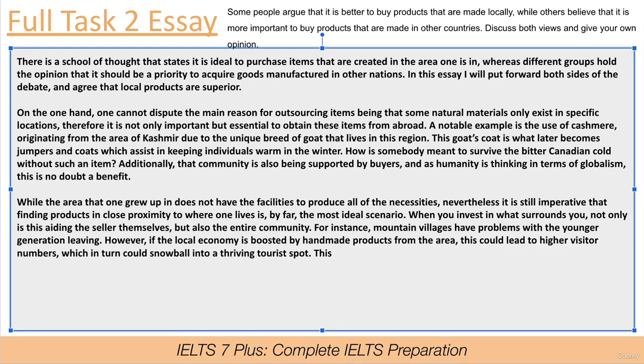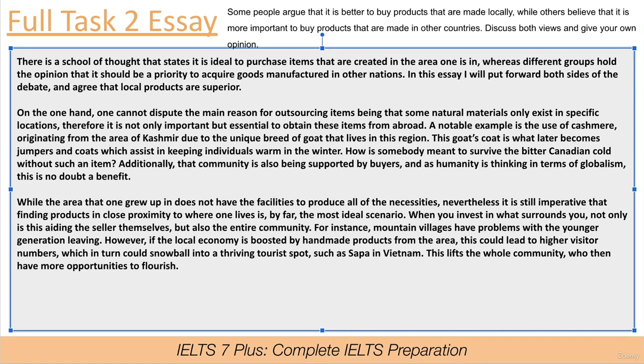This lifts the whole community. Maybe we could do an example such as Sapa in Vietnam. That's a thriving mountain town. This lifts the whole community who then have more opportunities to flourish.